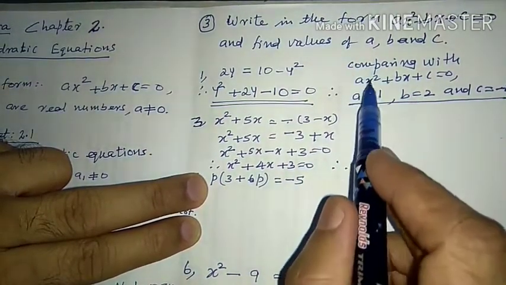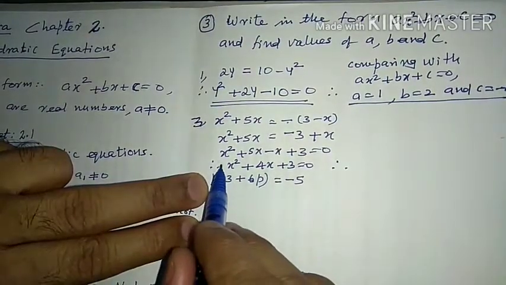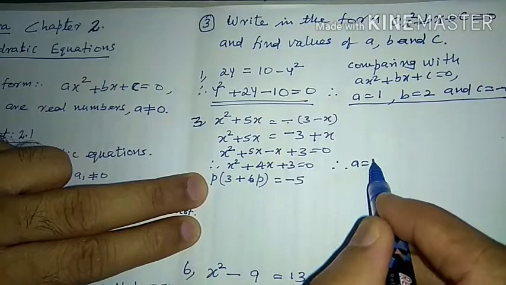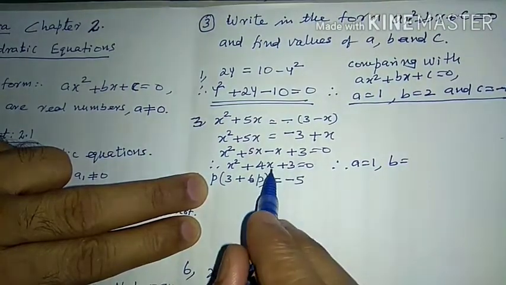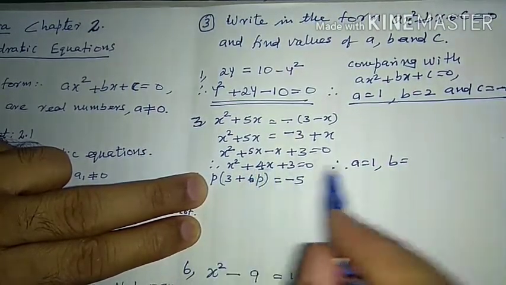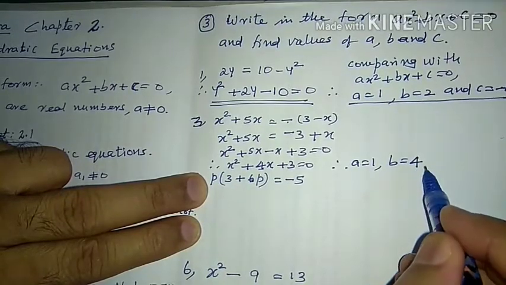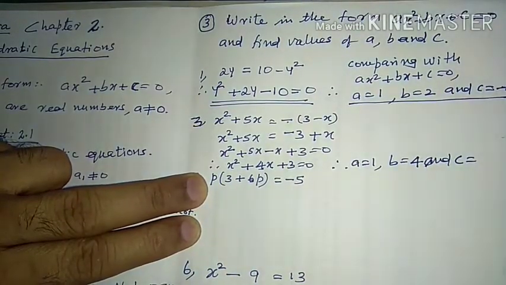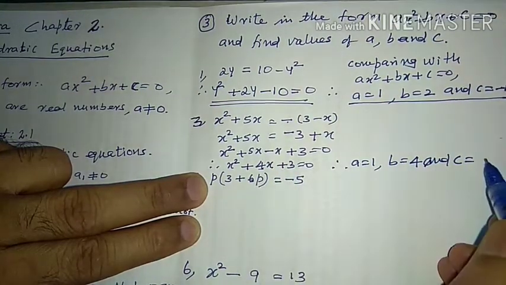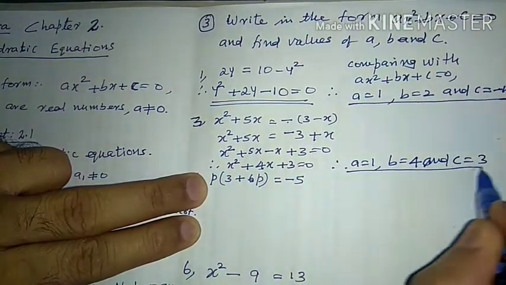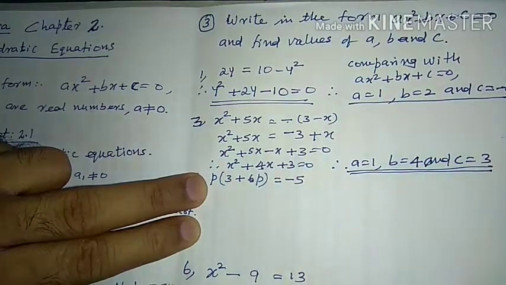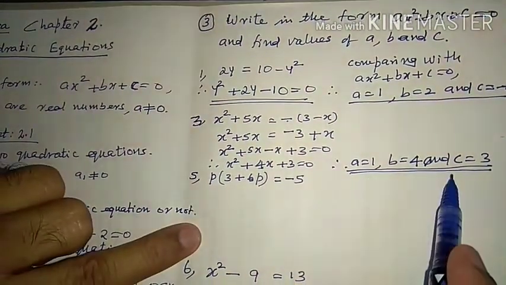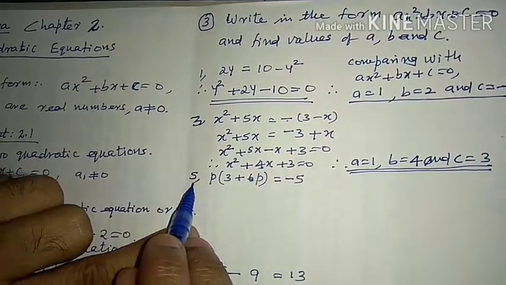Therefore, comparing with the standard general form, here no number is there, which means 1 is there. A is equal to 1, b is the x coefficient, plus 4, only 4. And what is the value of c? C is the constant term, 3. These are the values of a, b and c. Okay, now we pass on to question number 5.